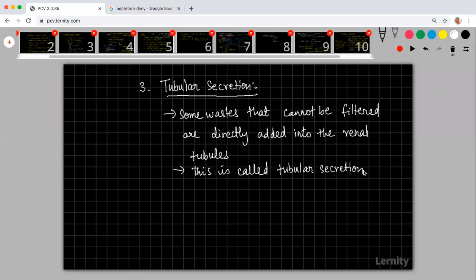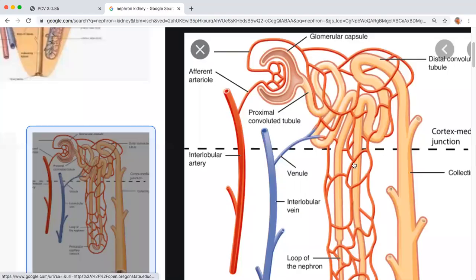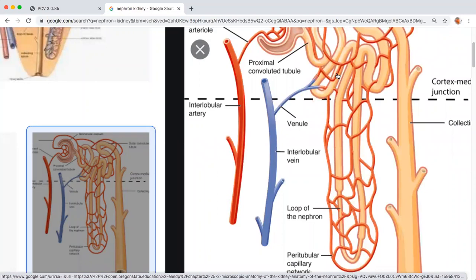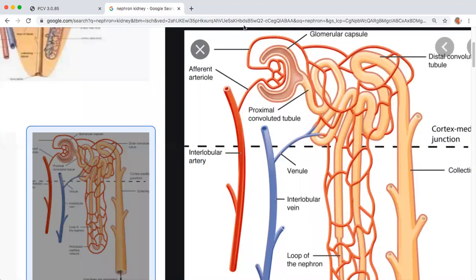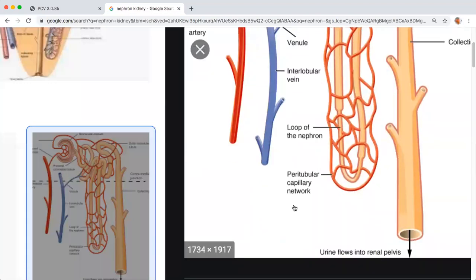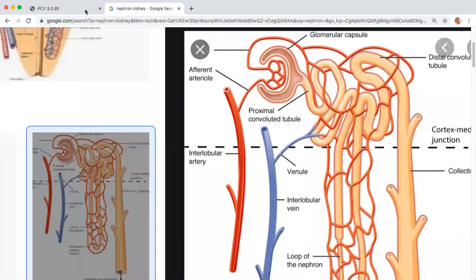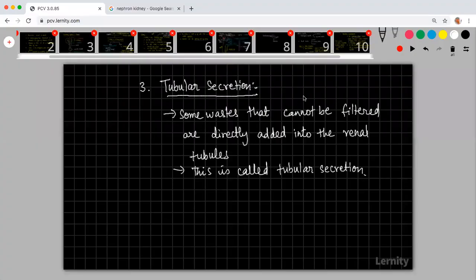Okay, someone is asking, sir, how will the wanted substance be sent back from the nephron? You see here, this is how the nephron is connected. The tubules are in close contact with the arteries and veins. You are able to see here, these are all arteries and veins, so they are all in close contact. So as it is absorbed, it will be sent back to the blood.